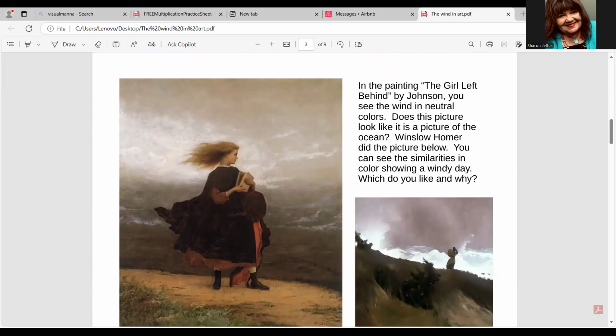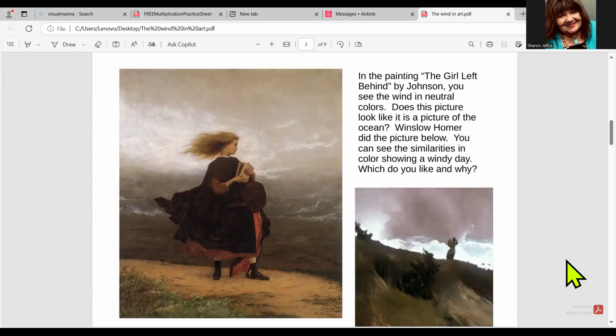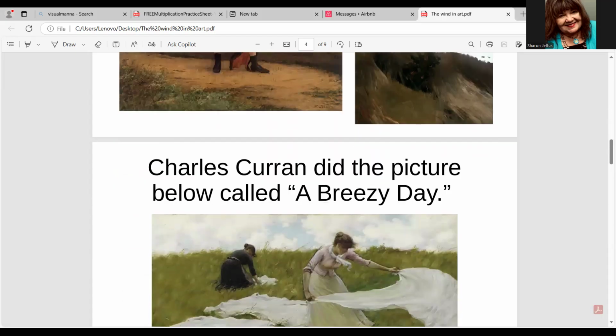In this painting, The Girl Left Behind by Johnson, you can see the wind in neutral colors. Does the picture look like it's a picture of the ocean in the background? Can you even see the horizon line? The sky is darker, it gets lighter, and you can see the water going back. And then the other picture on the right is by Winslow Homer.